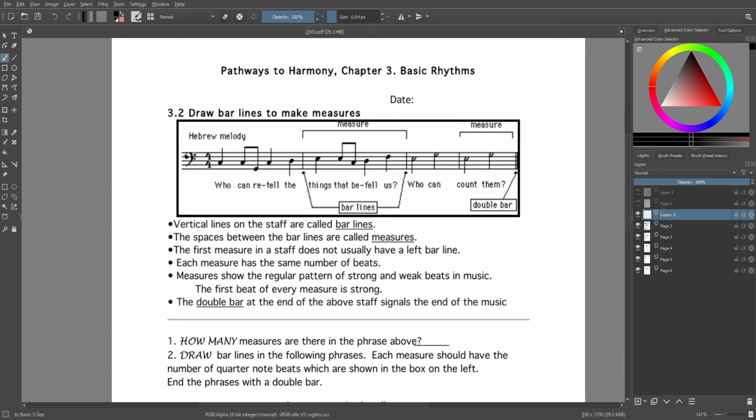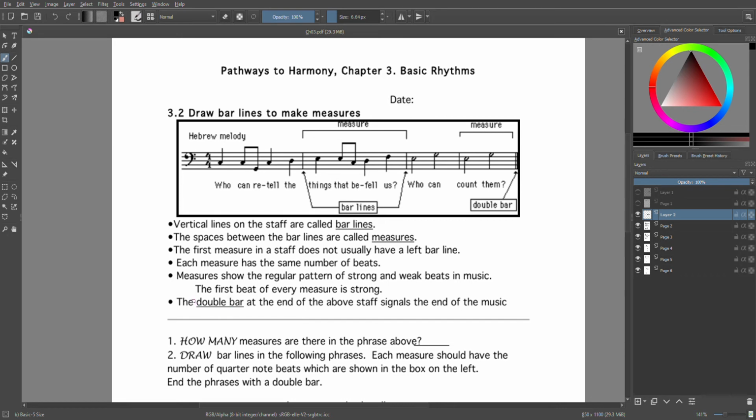Each measure is going to have the same number of beats. And this tells you how many beats they're going to be. We'll talk more about that later. So measures show the regular pattern of strong and weak beats in music. Usually the first beat of every measure is going to be strong.